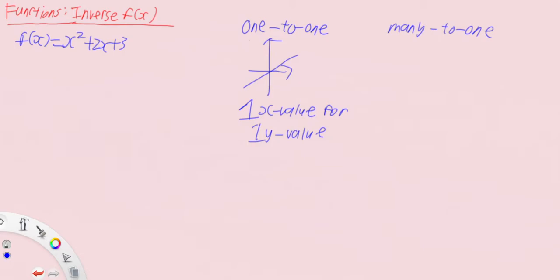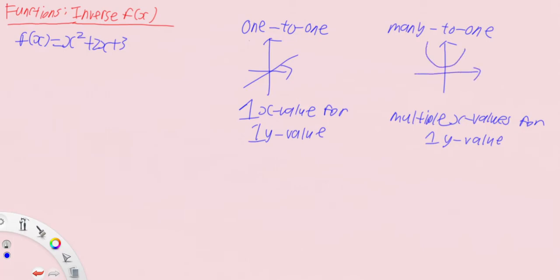For a many-to-one function, there are multiple x values for one y value. Now take note, there's no such thing as a one-to-many function, or a many-to-many function, because they wouldn't be called functions anymore. So, multiple x values for one y value. An example would be a quadratic graph. If you notice at this particular y value, there are two possible x values.